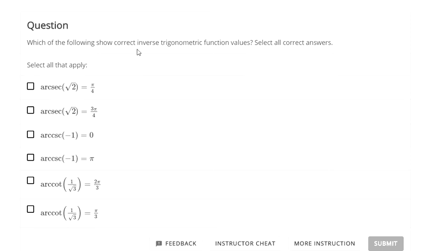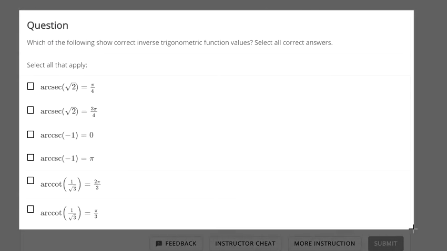Which of the following shows correct inverse trigonometric values? So let's take this first one, actually. Let me take the whole picture.